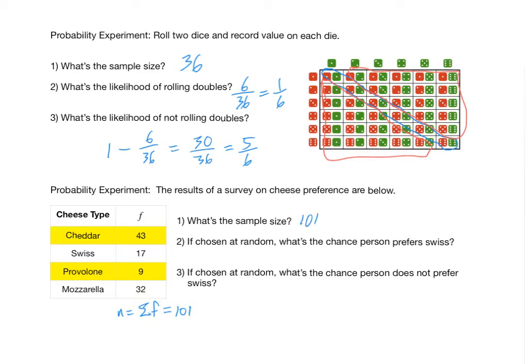There's 101 data points. If chosen at random, what's the chance a person prefers Swiss? Well, there are 17 people who preferred Swiss out of the 101. So you have a 17 in 101 chance. Again, you could write this as a decimal or a percentage if you'd like, or leave it as a fraction. If chosen at random, what's the chance a person does not prefer Swiss? So that means anything else. Technically, you could add up the cheddar, the provolone, and the mozzarella, but that's a waste of time. If 17 preferred Swiss, the rest of them do not prefer Swiss. There's a total of 84 left. 84 out of 101. Remember, complementary events, their probabilities add together to 1.